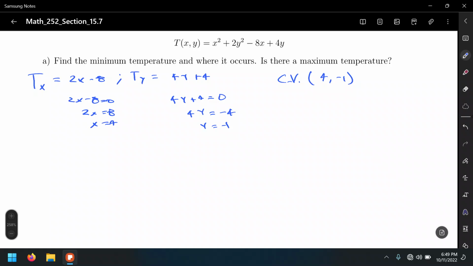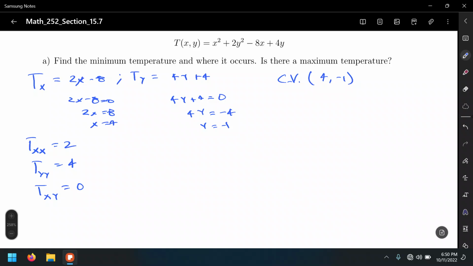So we need to find the second partials. The second partial with respect to x is the derivative of this expression, so that's 2. T double y is 4. And t sub x, once differentiated with respect to x, we now differentiate with respect to y. Since there are no y's at all, everything is constant, and the derivative of a constant equals 0.